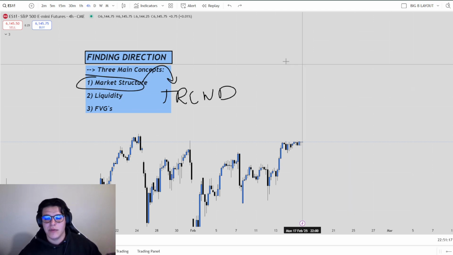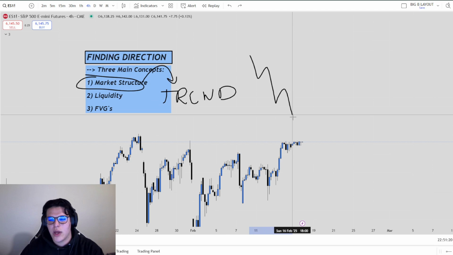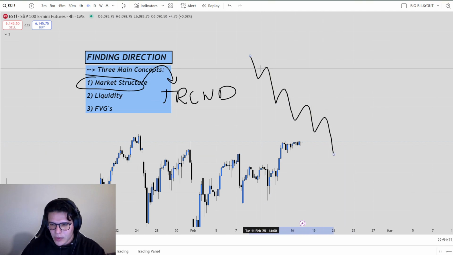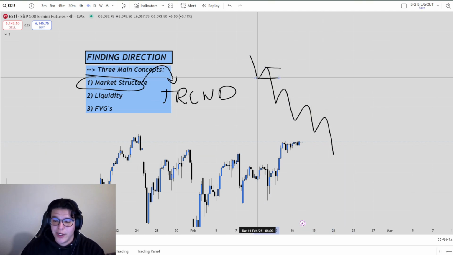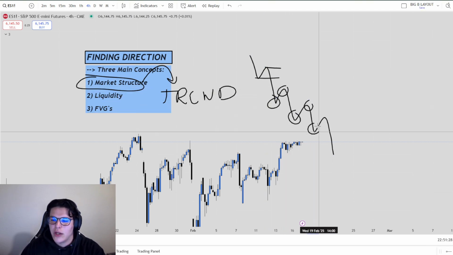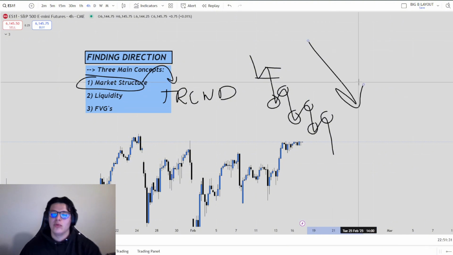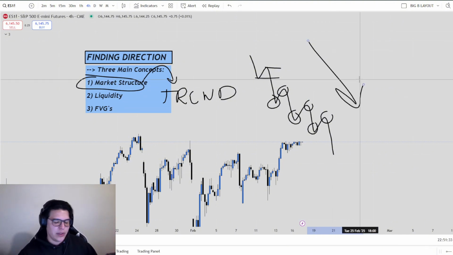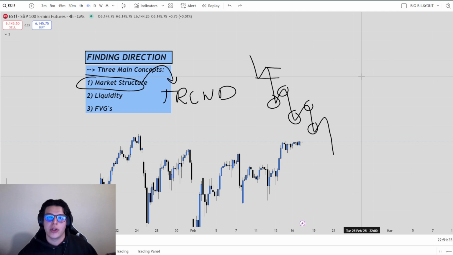Now, the complete opposite of that is going to be a downtrend, right? We're going to have price action developing with an initial high, an initial low, and then a lower low, lower high, and so on and so forth. And this showcases downward momentum and price action developing to the downside with bearish market structure.